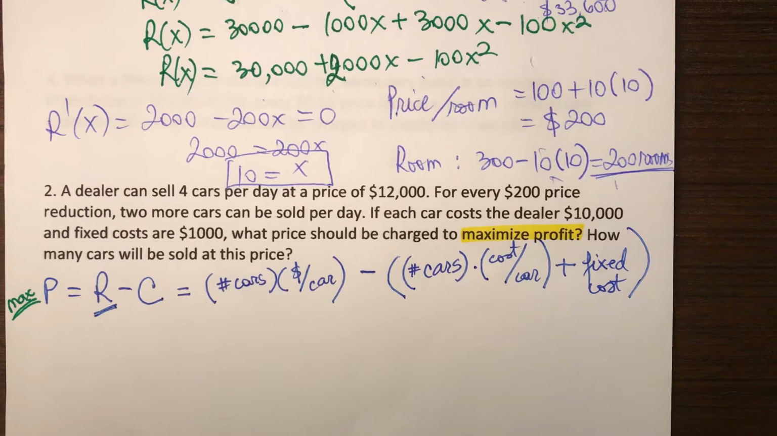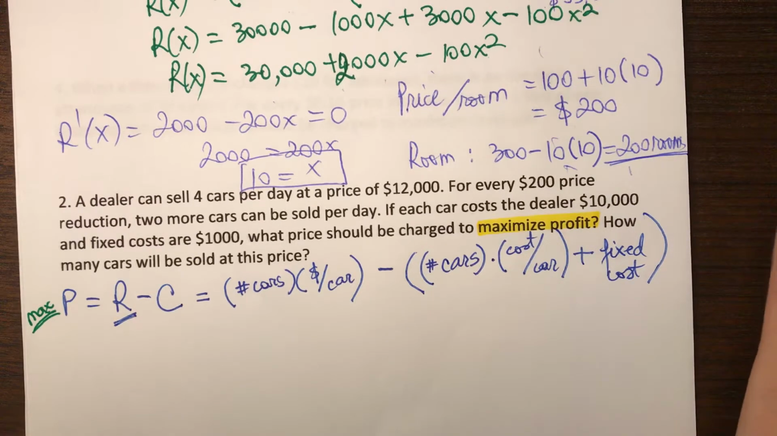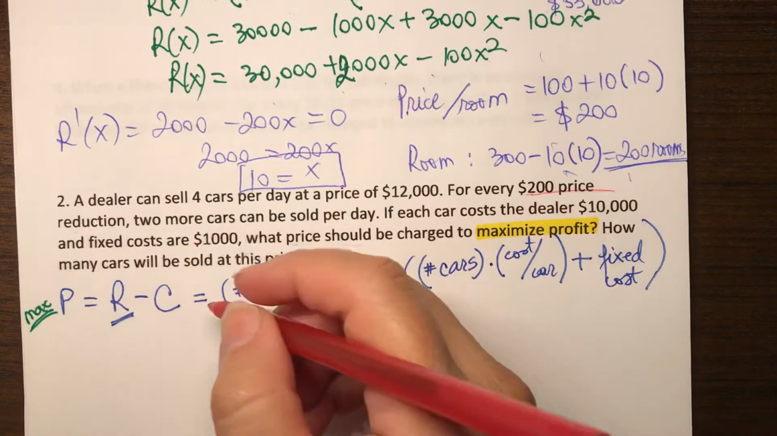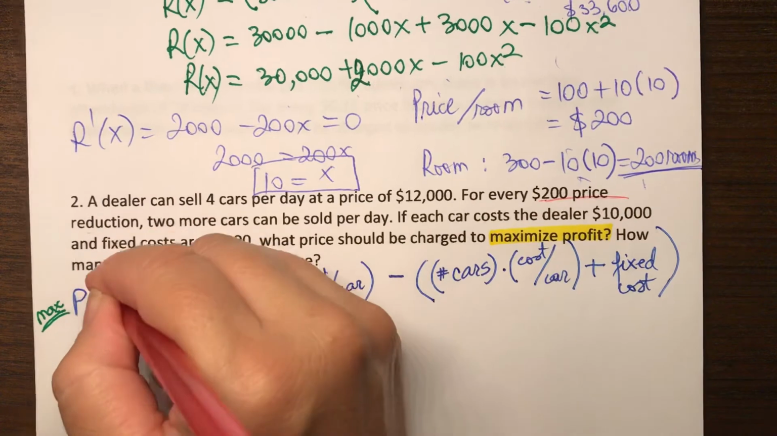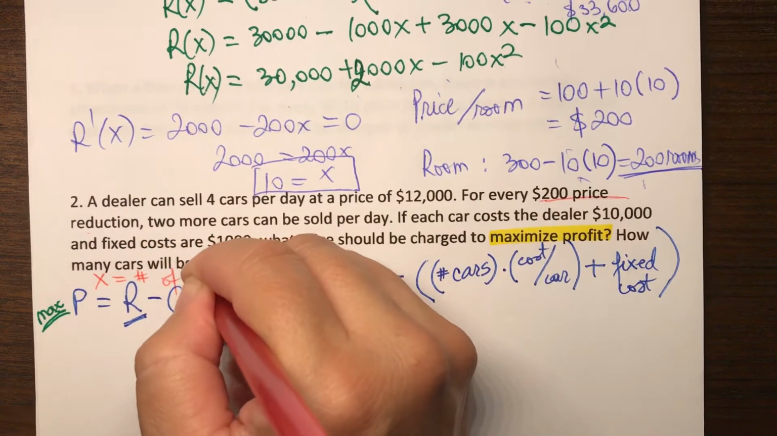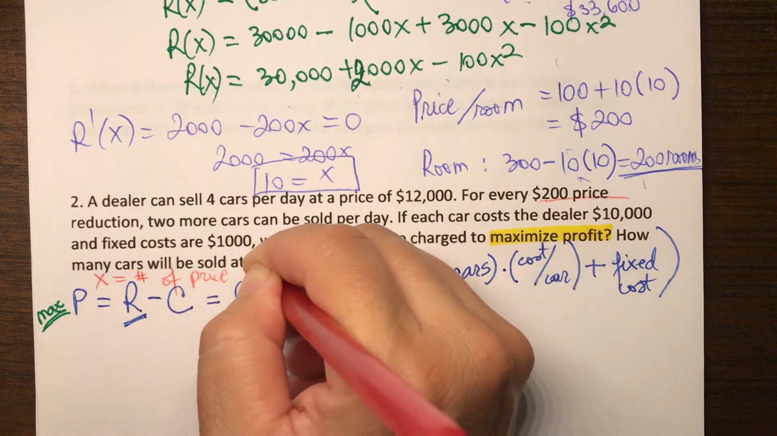Okay. Now, I don't see an x, and I'd like to have an x, and I should have started with that. I'm going to fix it in here. So again, it's a price increase or decrease. In this case, I'm decreasing the price, right? Price reduction. So we're going to call by x the number of price reductions.